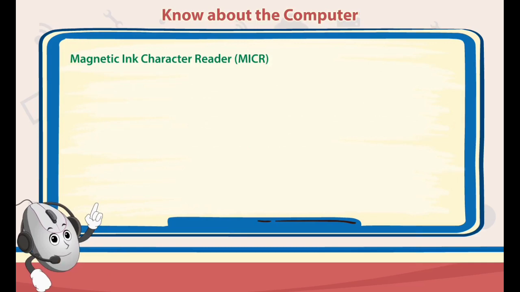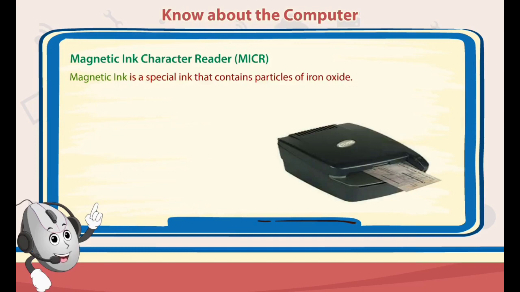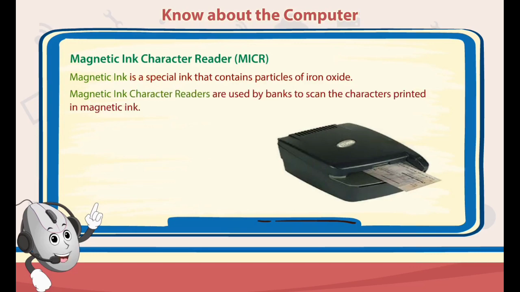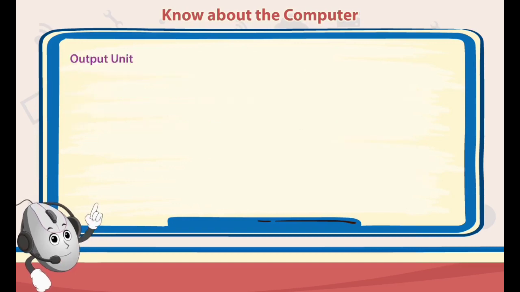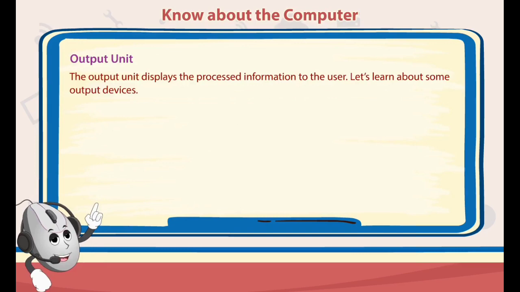Magnetic Ink Character Reader (MICR). Magnetic ink is a special ink that contains particles of iron oxide. Magnetic ink character readers are used by banks to scan the characters printed in magnetic ink. It checks the validity of bank checks. Output unit. The output unit displays the processed information to the user. Let's learn about some output devices.